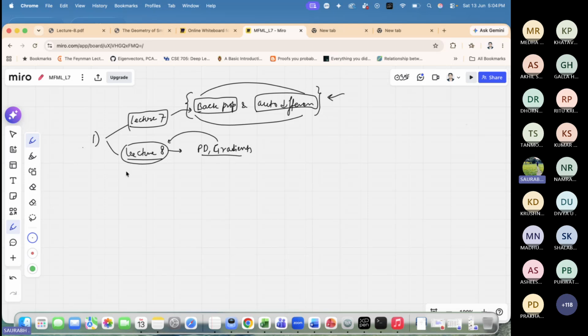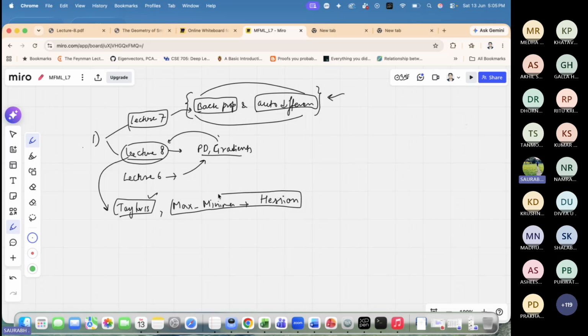Majorly, if you think of calculus, it is whatever we covered in lecture 6, which is all about partial derivatives and gradients, and what we are going to cover in lecture 8. Lecture 8 is about Taylor series, and maxima and minima of functions using Hessian matrices. These questions are framed more. You're almost certain to get a question on Taylor series and on maxima and minima. Hence, we'll cover these before we deep dive into backpropagation.